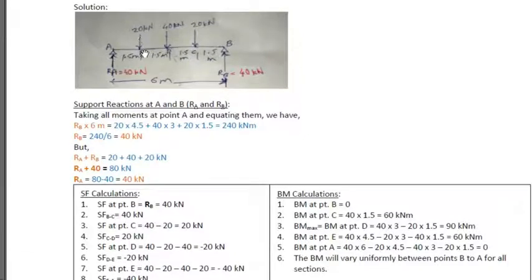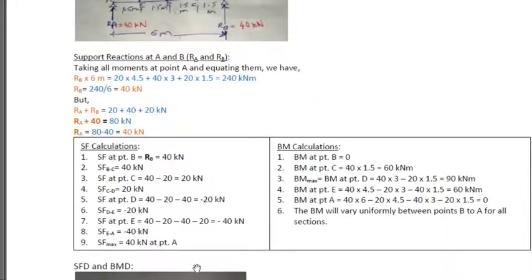Then at point E, the SF is going to be plus 40 minus 20 minus 40 minus 20. So 40 minus 20 minus 40 minus 20 all comes to minus 40 kilonewton. And that is going to continue for the section EA. So SF EA is equal to minus 40 kilonewton. Now the SF max is at 40 kilonewton at point B.